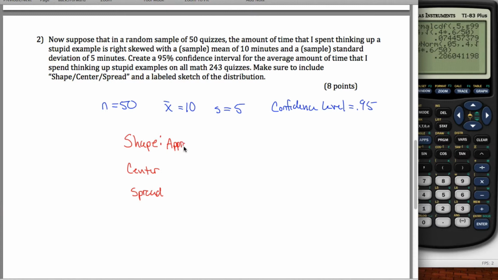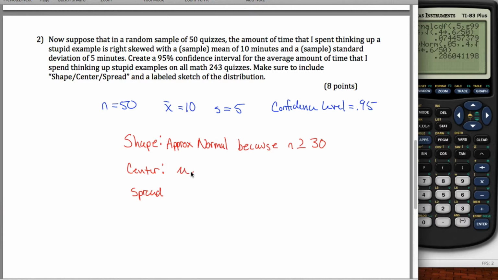It's always going to be approximately normal. Our calculator can't do anything, at least not that we know, with right skewed distributions. It has to be approximately normal. Wait, why did it say right skewed? The parent distribution is right skewed, but what I'm talking about is the sampling distribution. And the sampling distribution is approximately normal because n is greater than or equal to 30. It takes distributions that are right skewed and makes them approximately normal. This is the central limit theorem going on here.